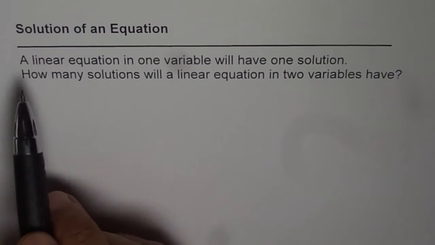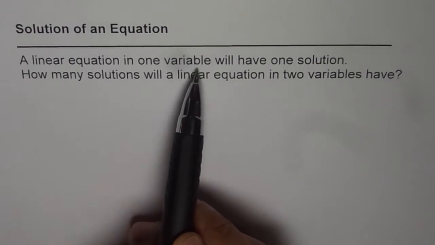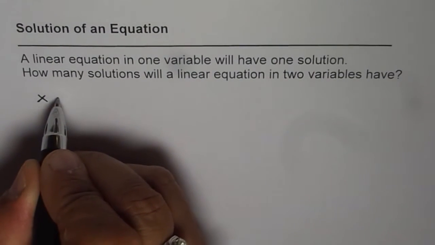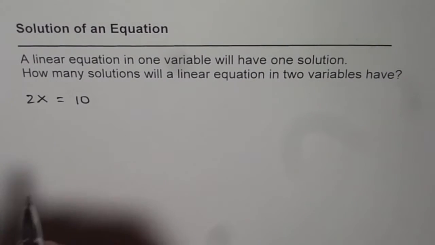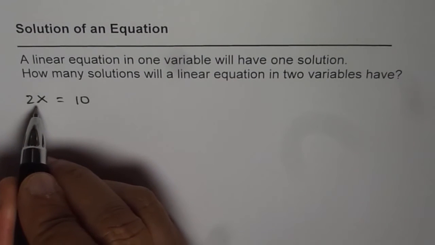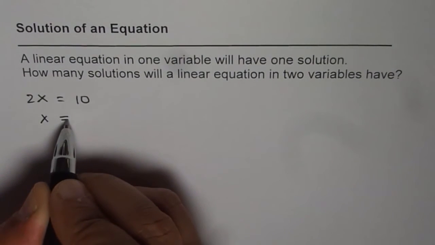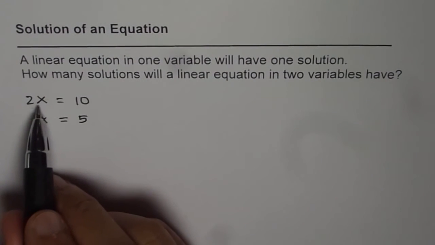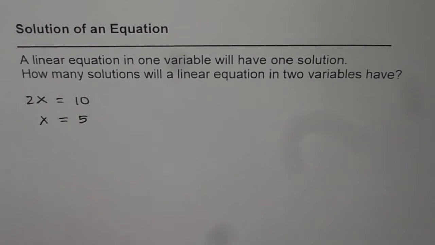Okay, when I say a linear equation in one variable will have one solution, what does it mean? Let us say x is our variable. Then a linear equation means we are taking degree of x as just 1. So the equation could be, let us say, 2x equals 10. What is the solution? You can divide both sides by 2 and you get x equals 5. So that is the solution. And indeed, only one value, x equals 5, can satisfy this equation. So it is a unique solution, correct?